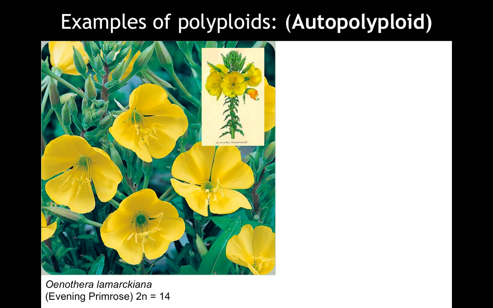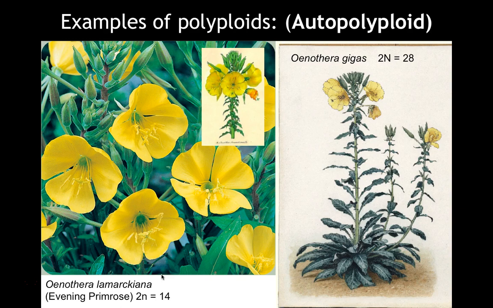So there are two different kinds of these polyploid events. We call them autopolyploid, auto meaning self, poly meaning many, and ploid meaning copies. So there are many copies coming from the self. In the case of the evening primrose, which has 14 chromosomes, this is the parent species for another species of primrose in which there's been a doubling of their genome. So they have 28 chromosomes instead of 14.